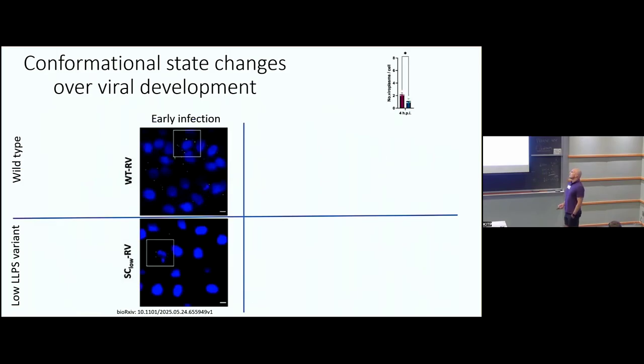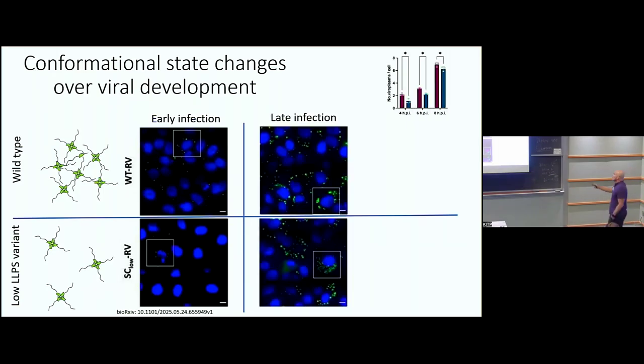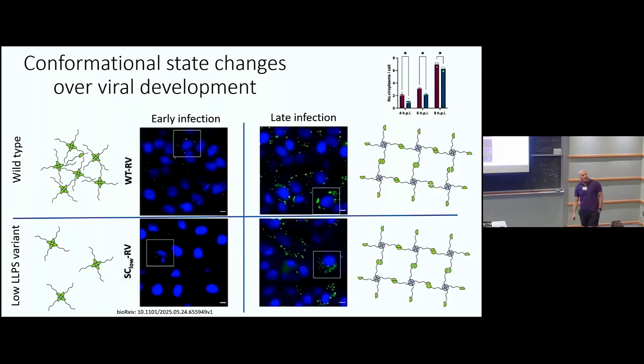Okay, when I look at early infection, whether I'm looking at the wild type variant or the low phase separation variant, I see a big difference in the amount of condensates that form. That's quantified up here. And this is due to the fact that they are forming by these IDR-IDR interactions here that have been engineered to be weak down here. However, later in the infection life cycle, after the host kinases have had a chance to kick in, we now revert to this alternate conformation driven by these stoichiometric interactions.